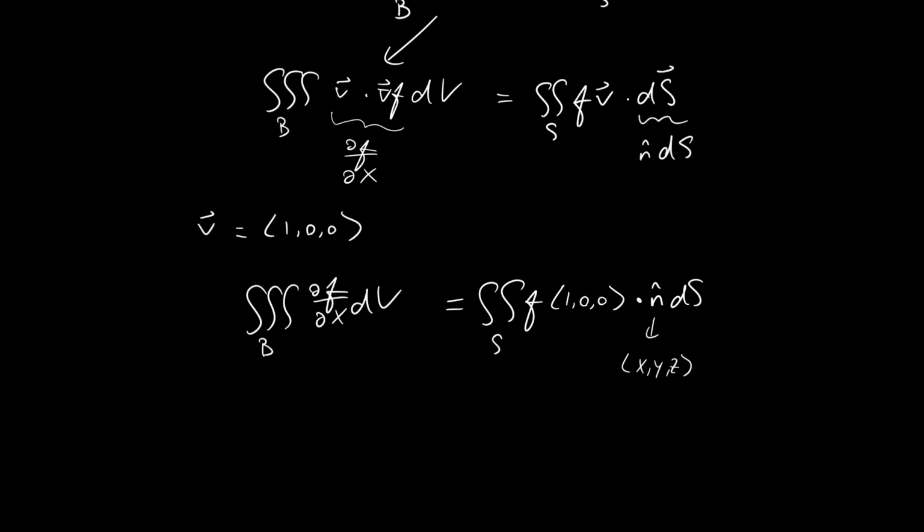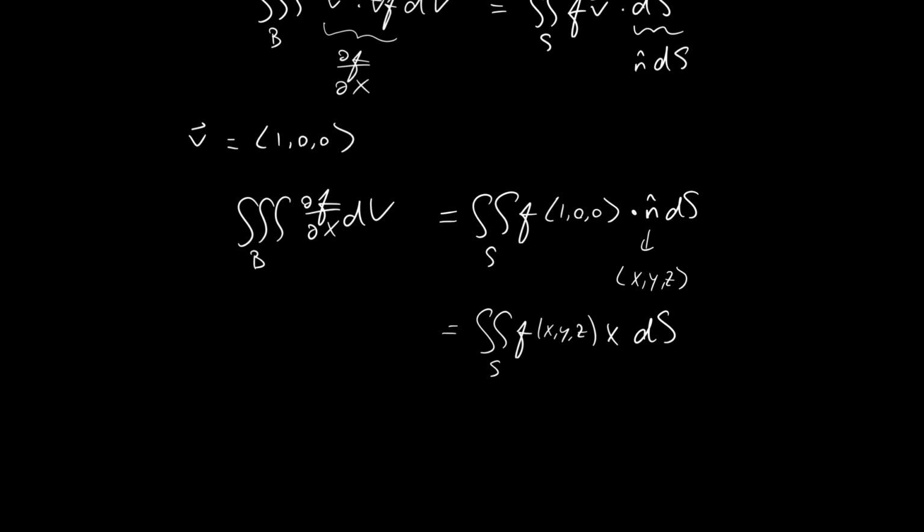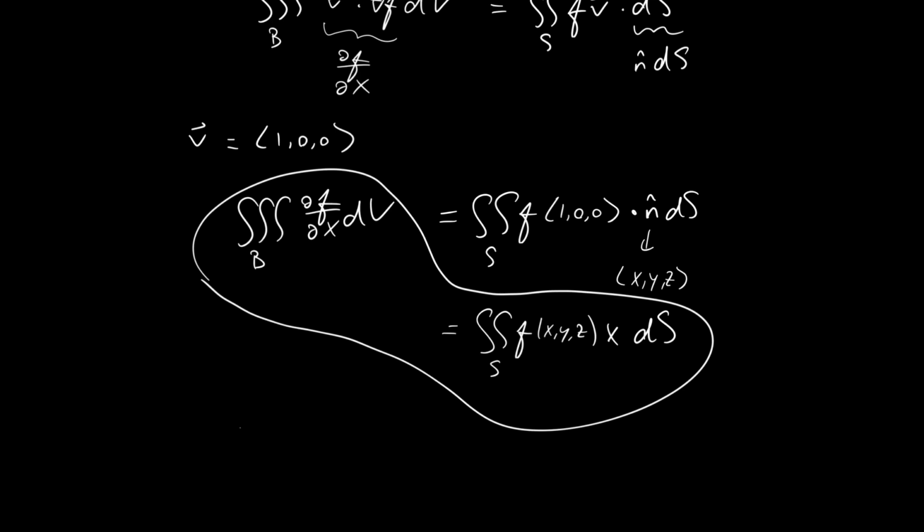So if I work out the dot product on the right-hand side, what we get is the double integral of f, which of course depends on x, y, and z, times (1, 0, 0) dotted with (x, y, z). That is simply x, right? Well, that's actually our final theorem. So we see that this triple integral is equal to this double integral, and it also gives us an expression for the function g, because g is now simply x times f of x, y, and z.